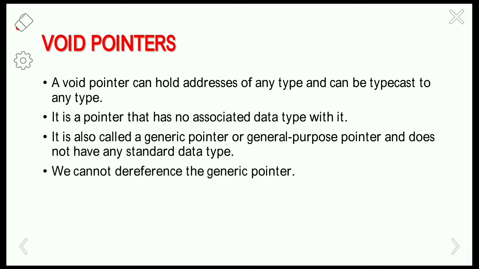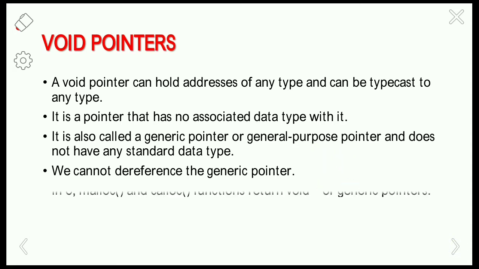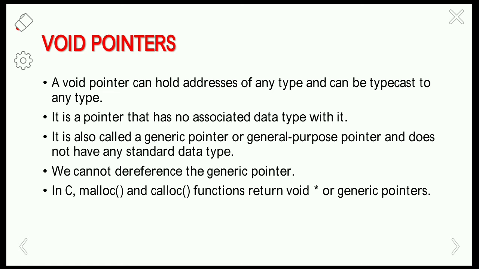We cannot dereference the generic pointer, that is the only drawback here. Dereferencing means we cannot find out the value at the particular generic pointer. We cannot apply the value at operator for generic pointers. In C language, malloc and calloc functions return the void pointer or generic pointers.